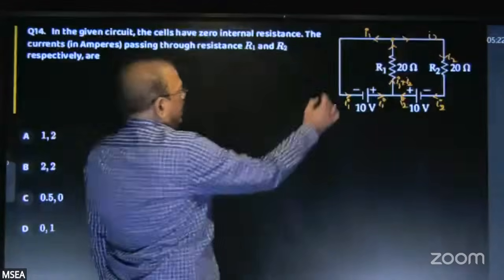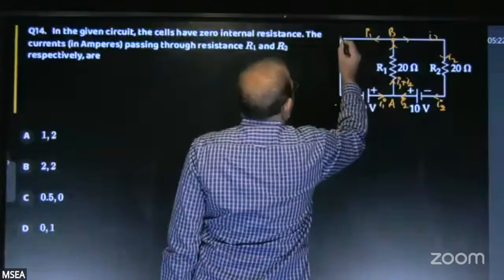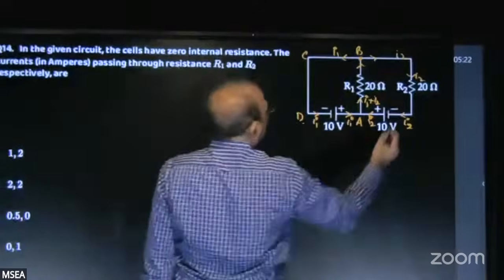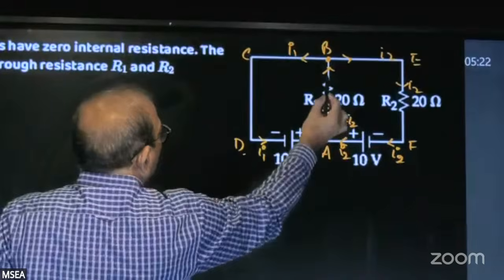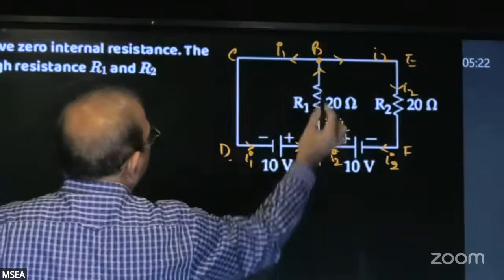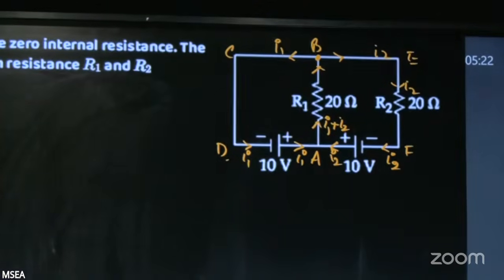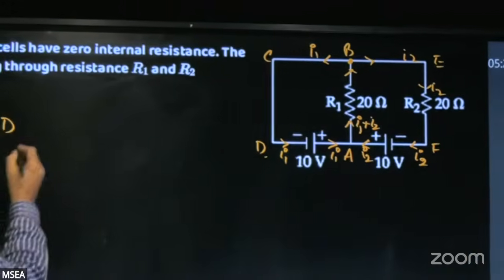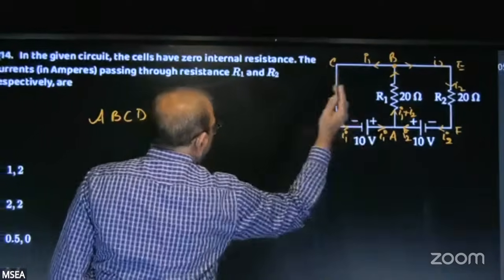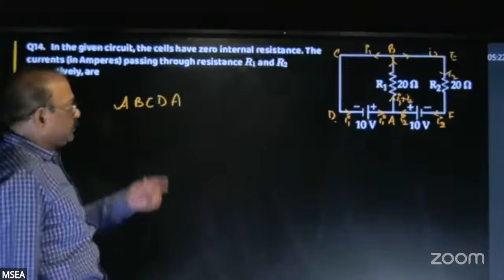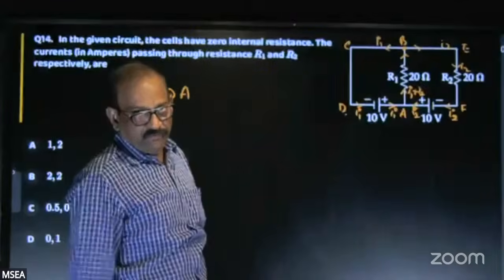Let us take first this loop. Let us name this A, B, C, D, E, F. Now for this closed loop A, B, C, D, A, I am applying Kirchhoff's second law. So let us start. Remember the sign convention used here?